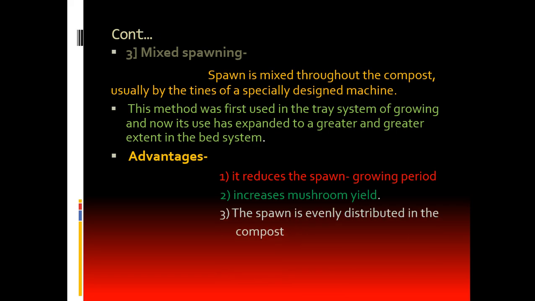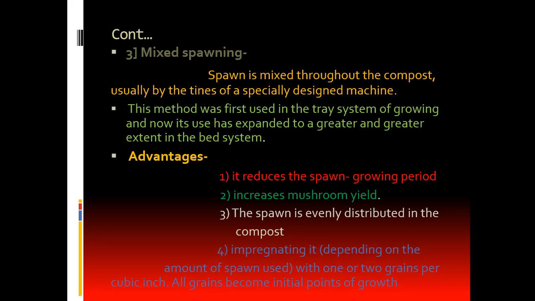Okay, now next is the spawn is evenly distributed in the compost. Evenly distributed because we are mixing, na? That's why it is evenly distributed. Okay, next is impregnating, depending on the amount of spawn used, means the spawn run depends on the amount of spawn used for one bed. For example, we take one bed as 10 kg. You can use nearly about 100 grams of spawn for that, or 10% spawn for it. This is a must.